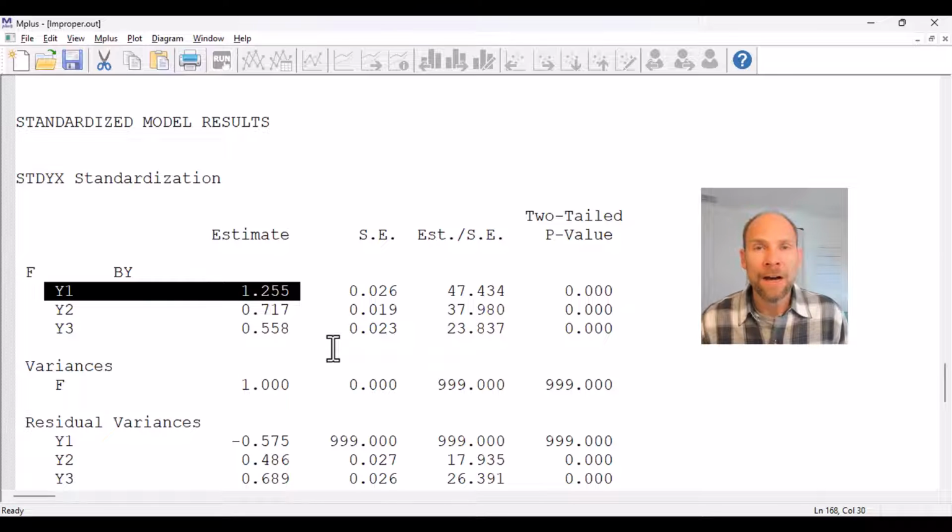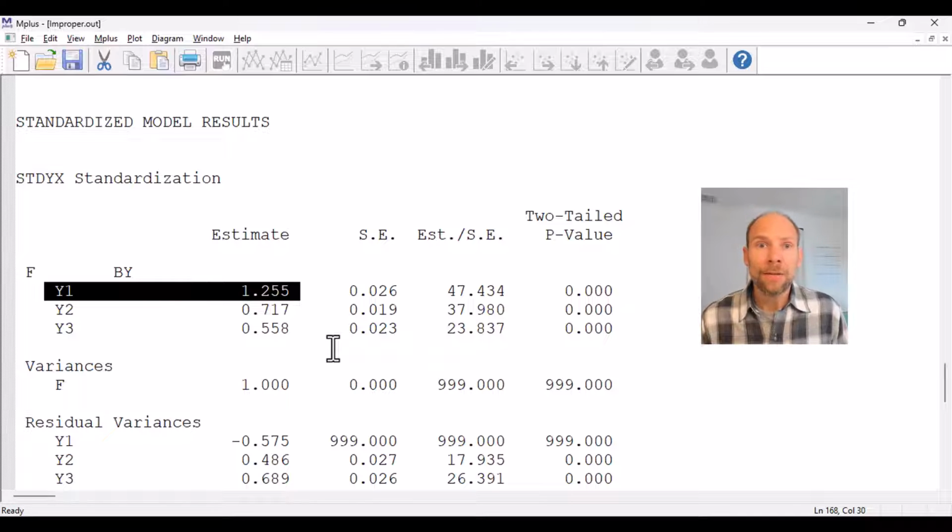And so let's talk about, first of all, why is this improper? Why is a standardized factor loading of 1.255 in this model an improper solution that is associated with a negative error variance? The reason for this is that this is a simple structure CFA model, meaning each variable loads only onto one factor. Here there is only one factor, but it would be the same principle if you had a CFA model with multiple factors and each variable loaded only onto one factor.